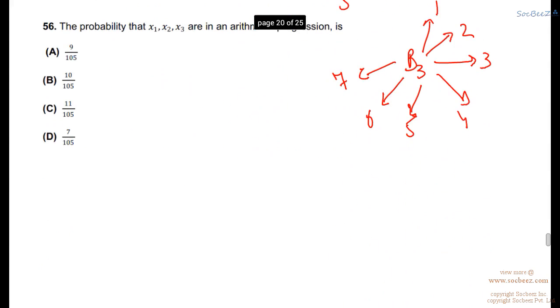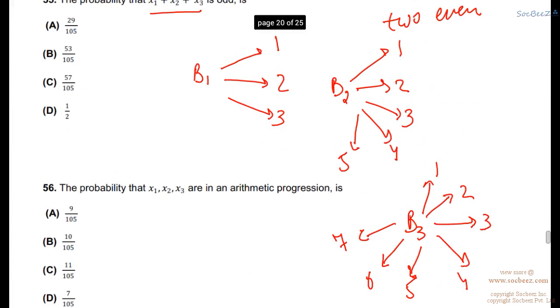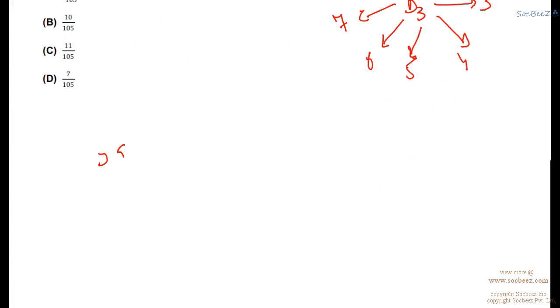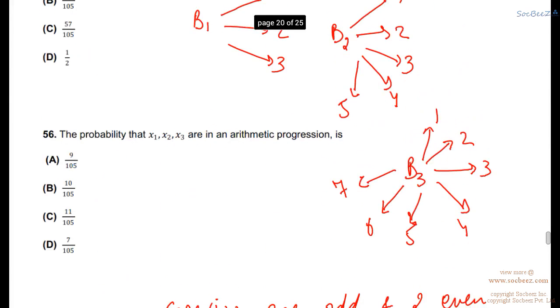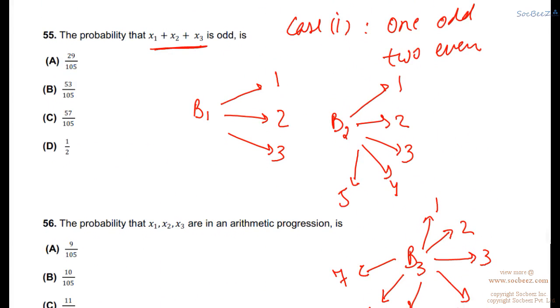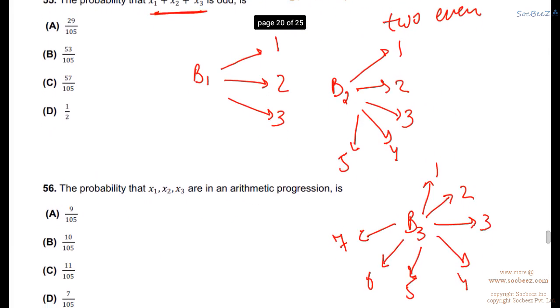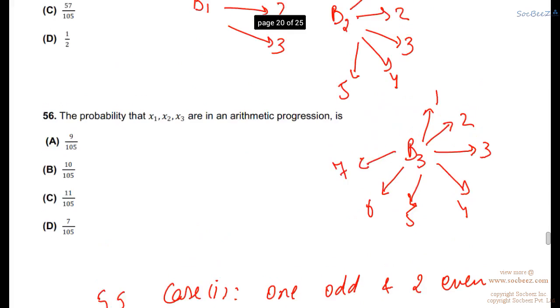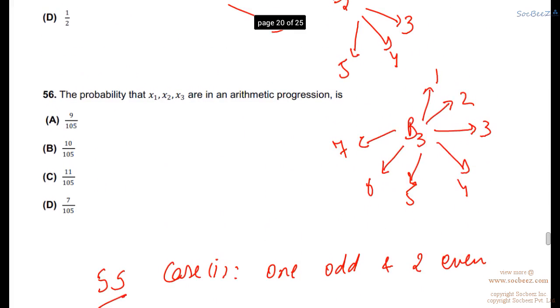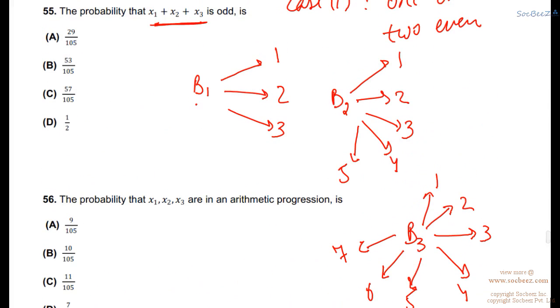Right, in case 1, odd and 2 even. So this is question number 55 actually. Okay, so case 1: one number is odd and two numbers are even, in order for the sum to be odd. So this can take place in the following conditions: 1 odd and 2 even.